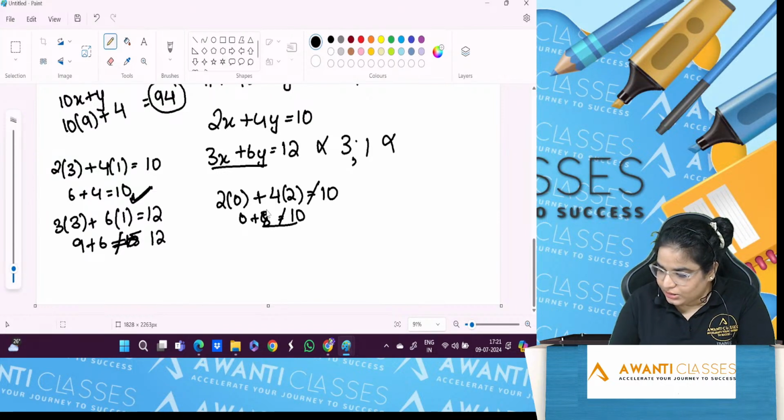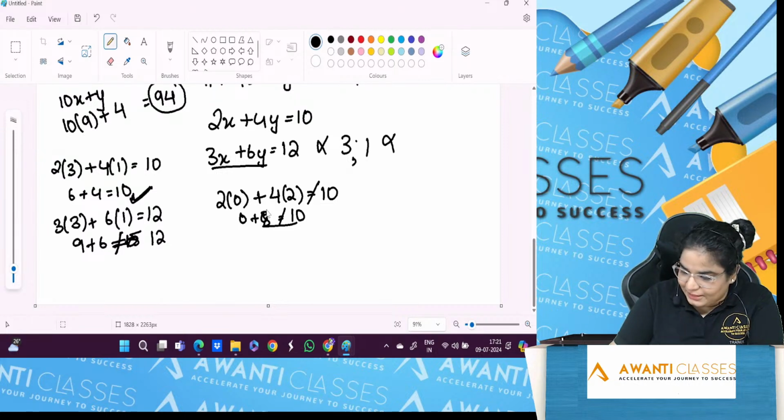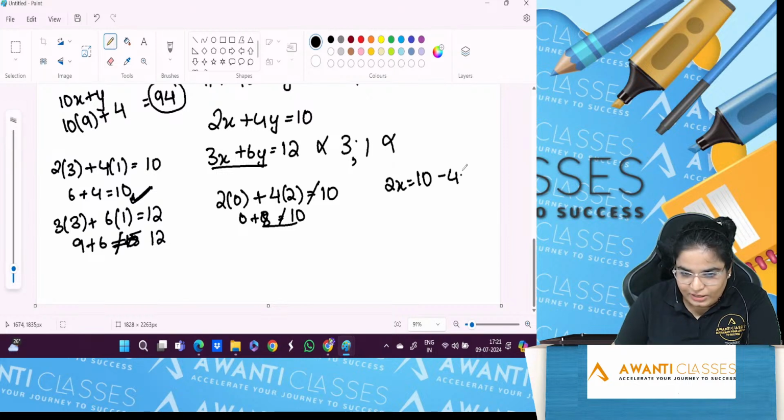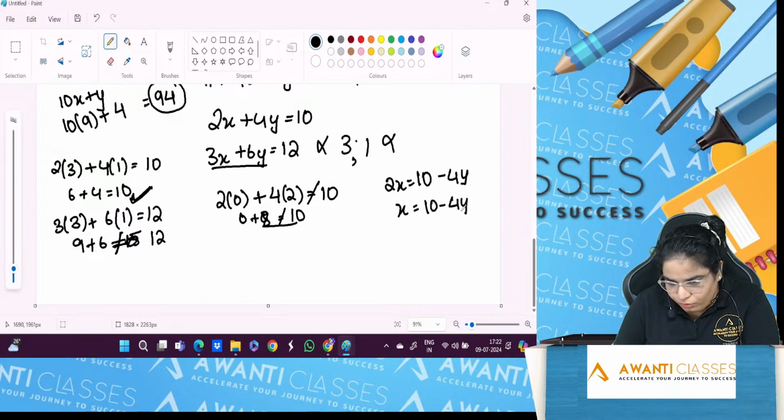How can we do this? We can do this by replacing, yes or no? If 2x plus 4y is equal to 10, can I say that 2x is equal to 10 minus 4y, which means x is equal to (10 minus 4y) divided by 2, which is equal to 5 minus 2y, yes or no?